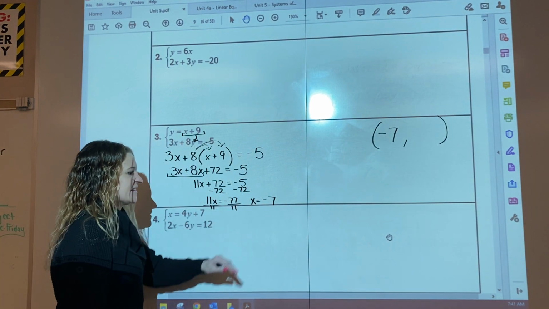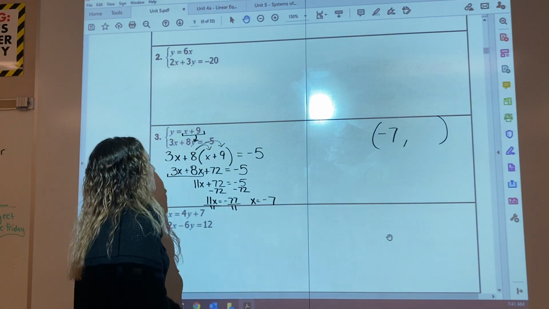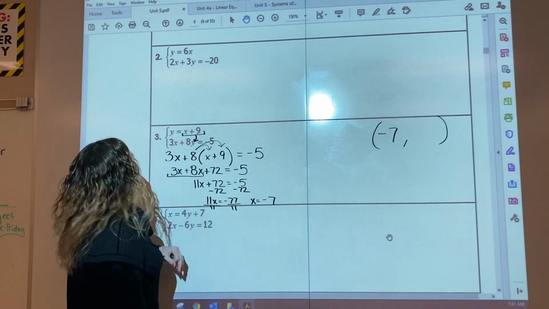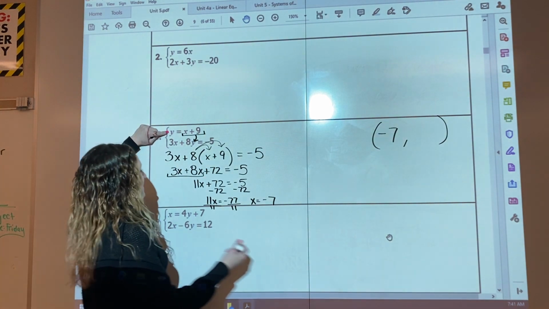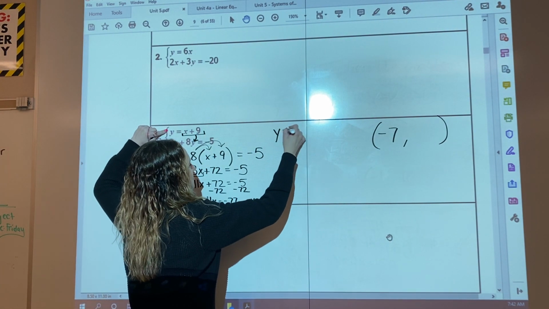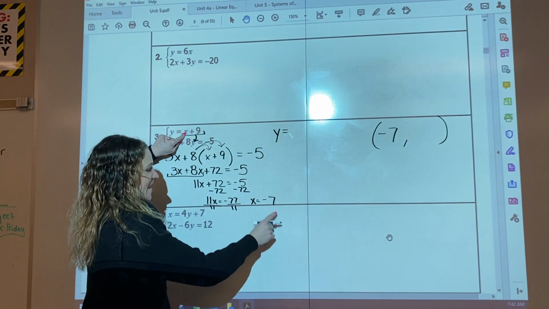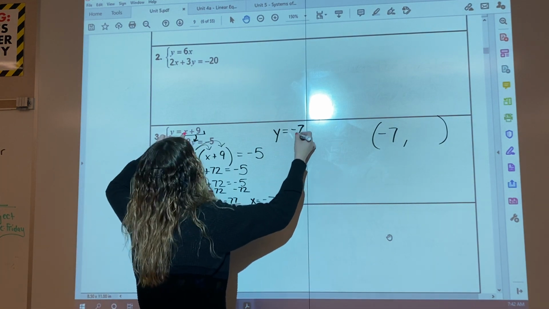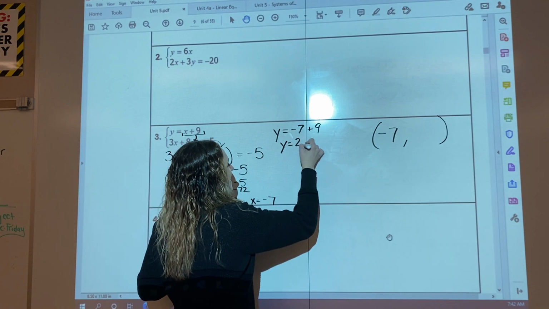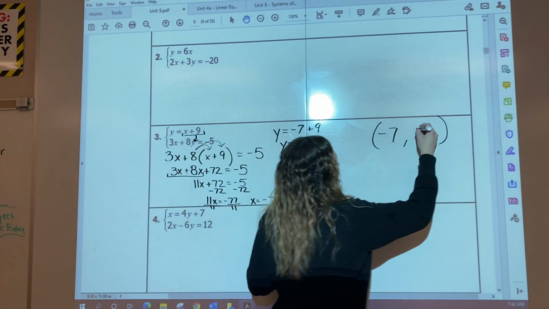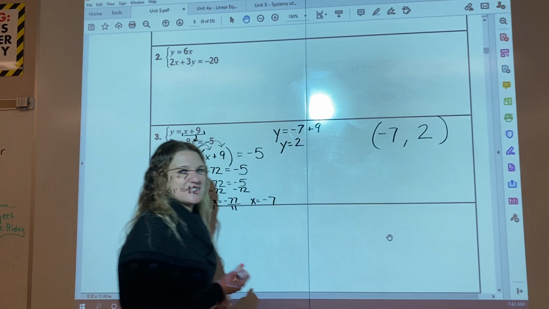We solved for our x, so we're going to take this value and plug it back in and solve for the y. I'm going to go back up to this first equation, but you can plug it into either and solve. So I have y equals, instead of my x, I'm going to substitute in -7 and then plus 9. -7 plus 9 is going to give me 2. So my ordered pair is -7, 2.